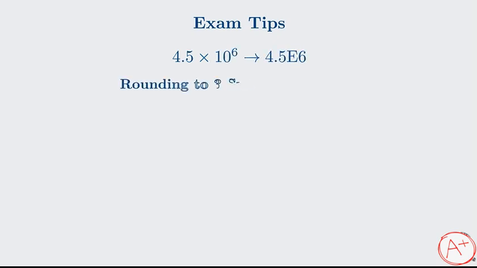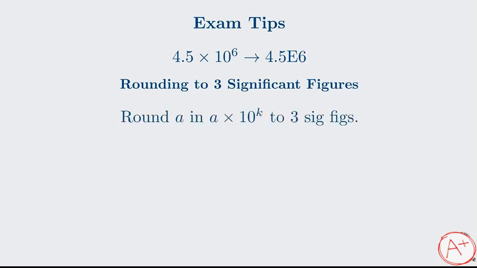When using your graphic display calculator, or GDC, use the EE or EXP key to enter numbers in scientific notation quickly. For instance, 4.5 times 10 to the 6 is entered as 4.5 capital E, 6. Unless the question specifies otherwise, the IB requires your final answer to be rounded to 3 significant figures. This applies to the coefficient A in your scientific notation.